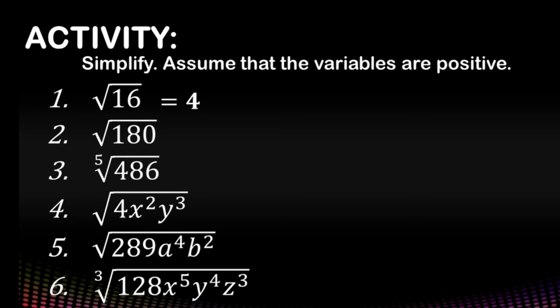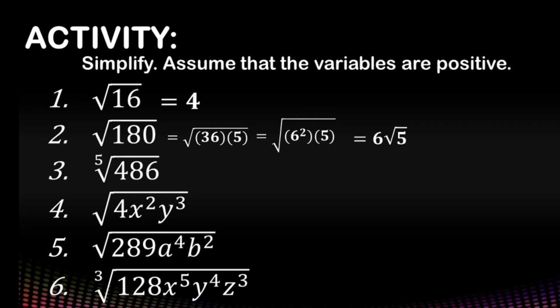Next is the square root of 180. 180 has a perfect square factor, and that is 36. 36 is the greatest perfect square factor of 180. Multiply it by 5. In other words, we are going to factor 180 into perfect and non-perfect nth power. So therefore, we have 6 square root of 5.